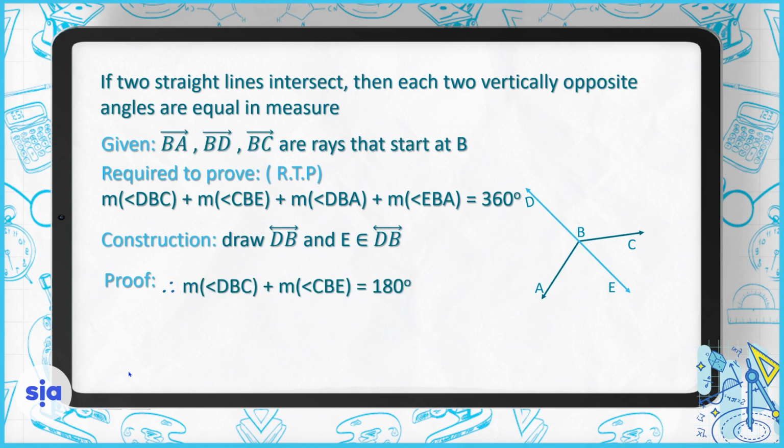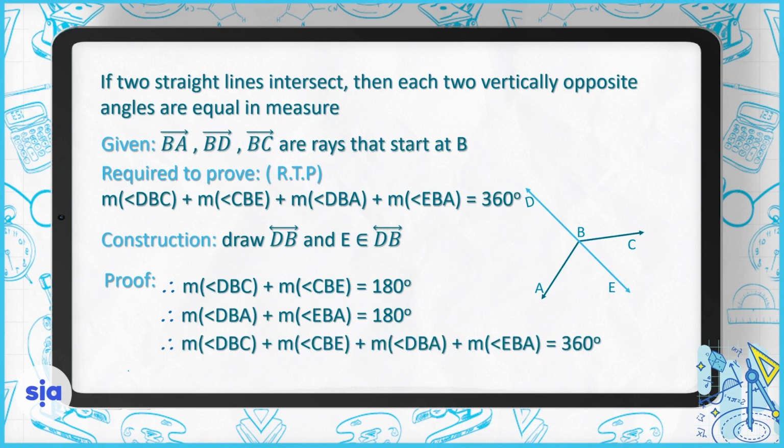The measure of angle DBC plus the measure of angle CBE is equal to 180 degrees. The same thing on the other side: the measure of angle DBA plus the measure of angle EBA is equal to 180 degrees. If you add these two together, you will see that the sum of the measures of the four angles equals 360 degrees, and this is what the question wants me to prove.